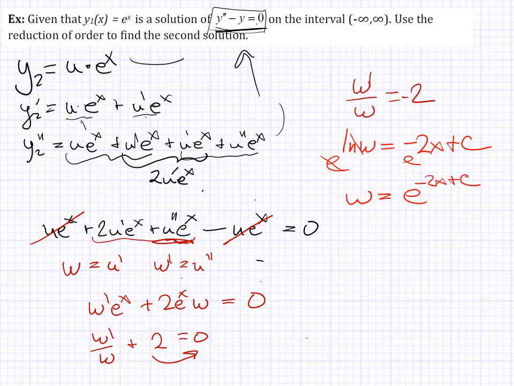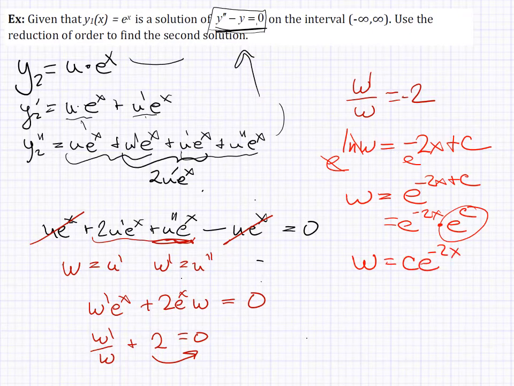The plus c here, I could actually bring out to the front because I could write this as e to the minus 2x times e to the c. Remember, adding in the exponent, multiplying the bases. This is just a constant. So finally, I could say w equals c e to the minus 2x.